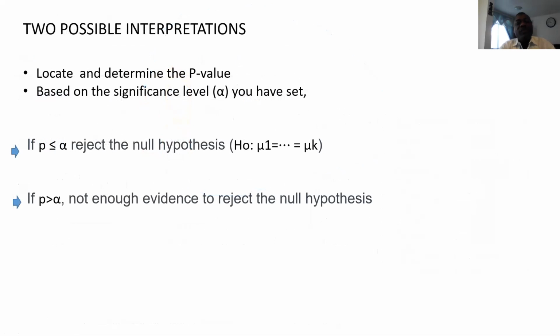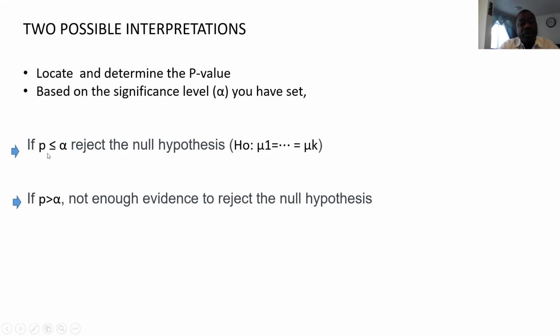Next, we have two possible interpretations. First, we need to locate our p-value. And second, we need to set the significance level for our process. So the significance level will vary depending on each type of process. Some people might use 0.1, other people might use 0.05. For the purpose of this, we will be using 0.05.